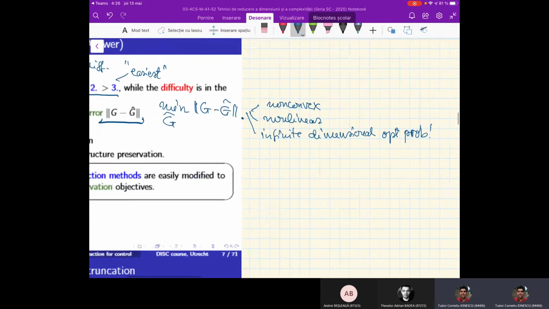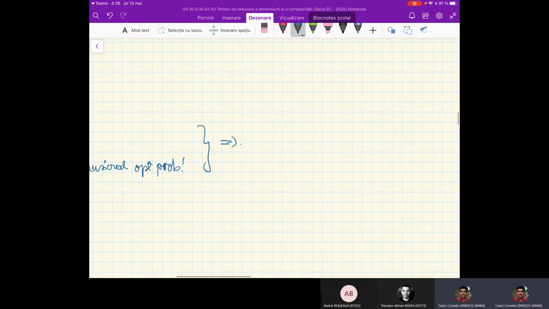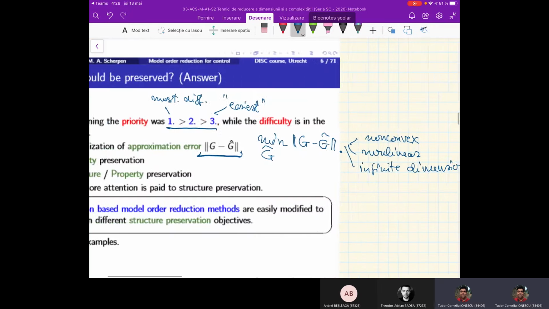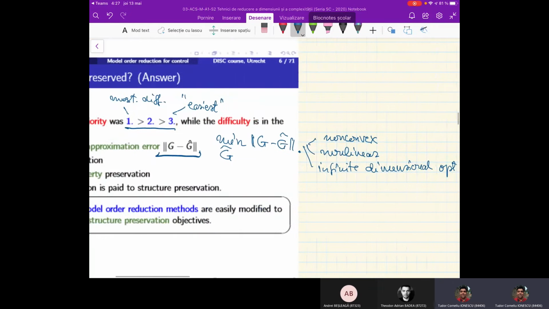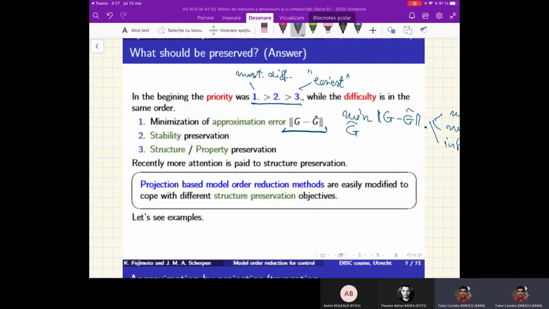Why is 1 the most difficult? 1 is the most difficult because it's a non-convex, non-linear, and infinite dimensional optimization problem. And since you probably have all attended some sort of optimization class, you understand what this means. Recently, there is a lot of attention paid to 3.